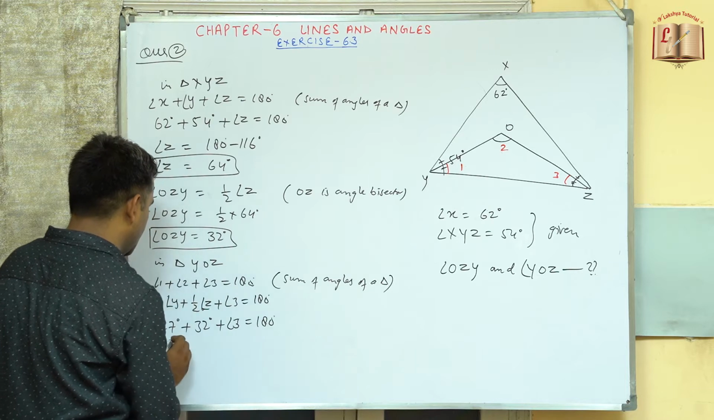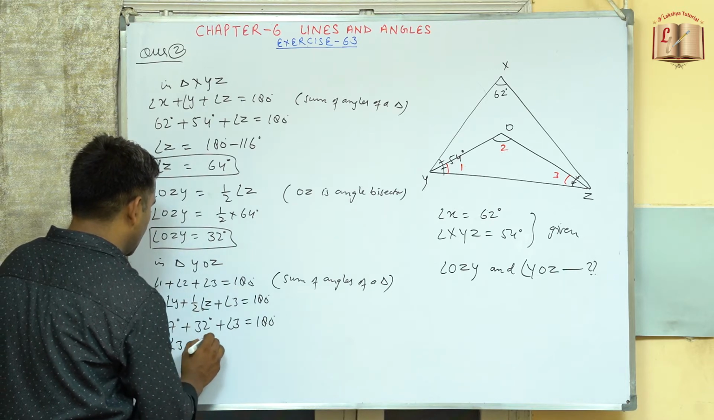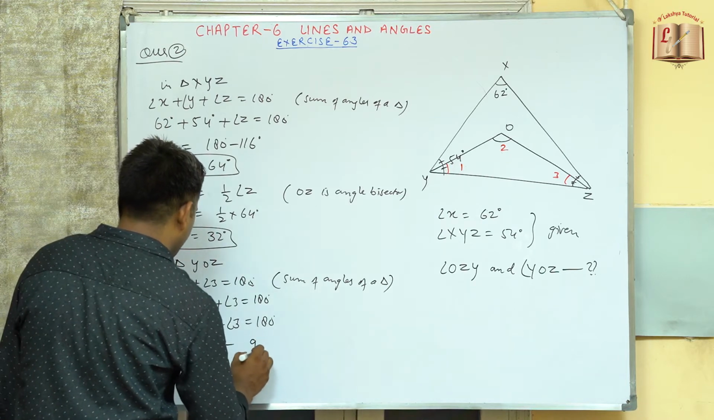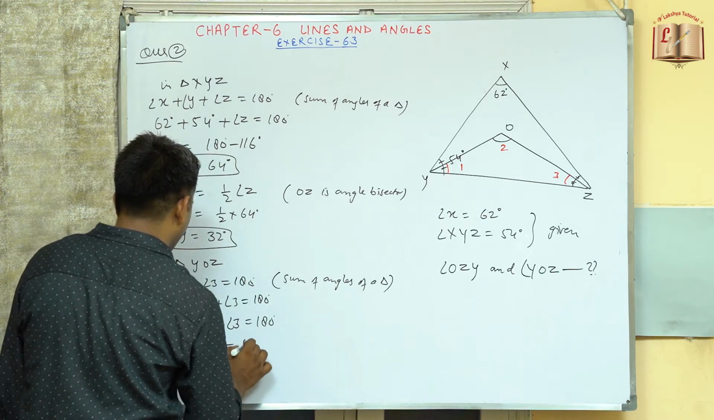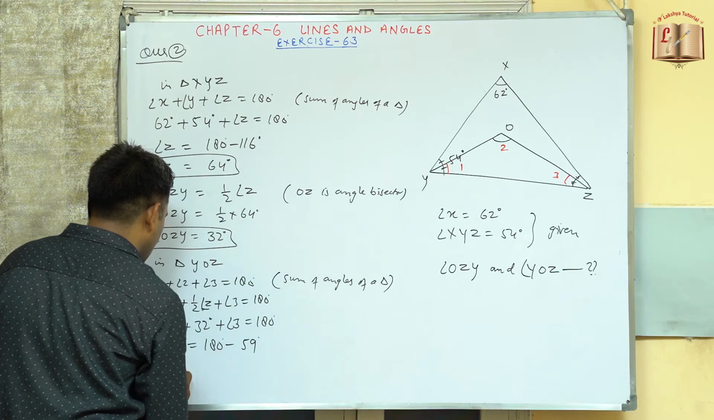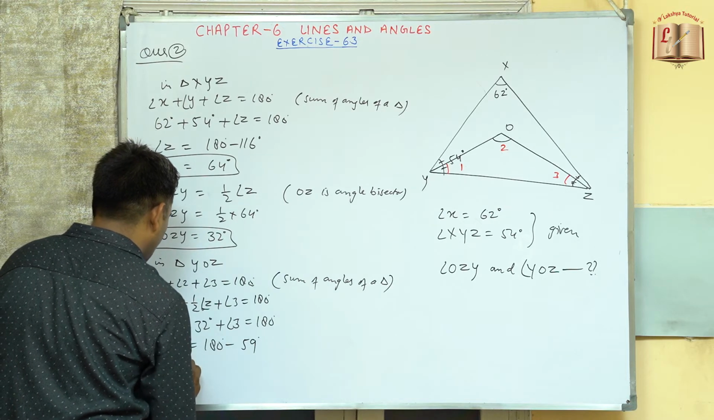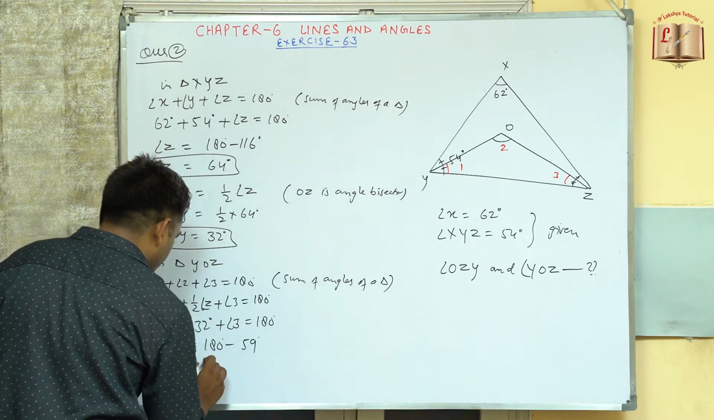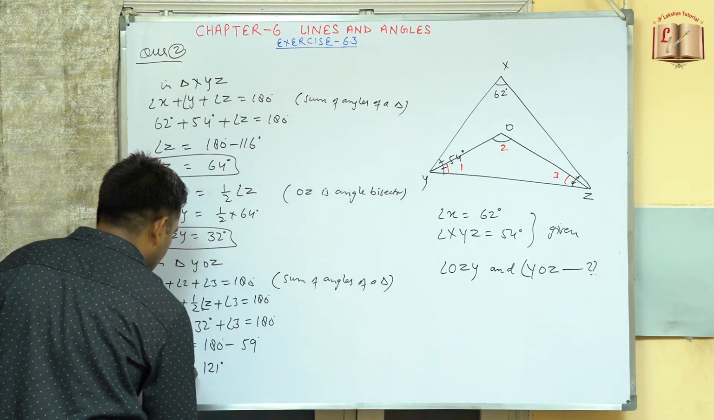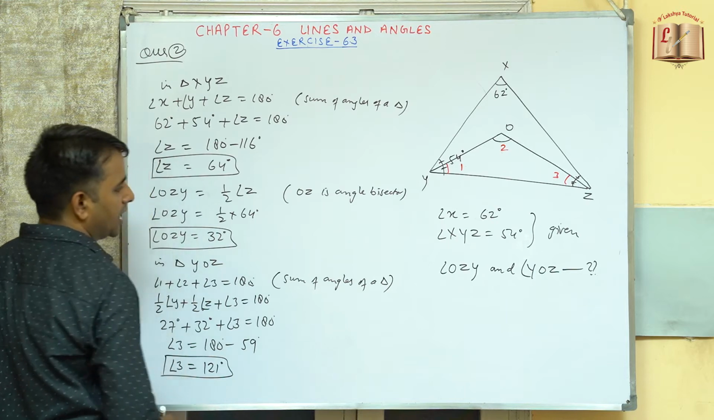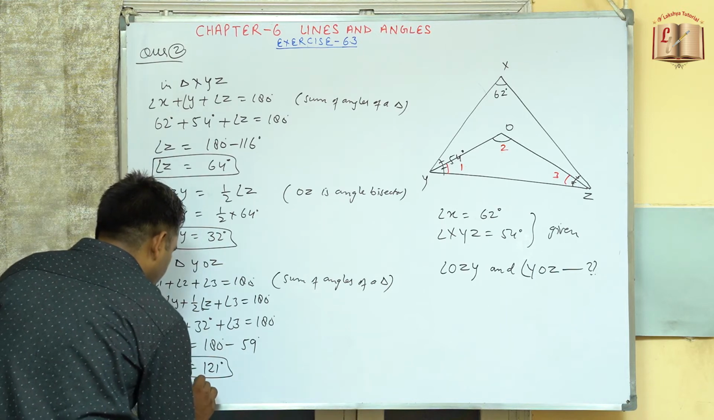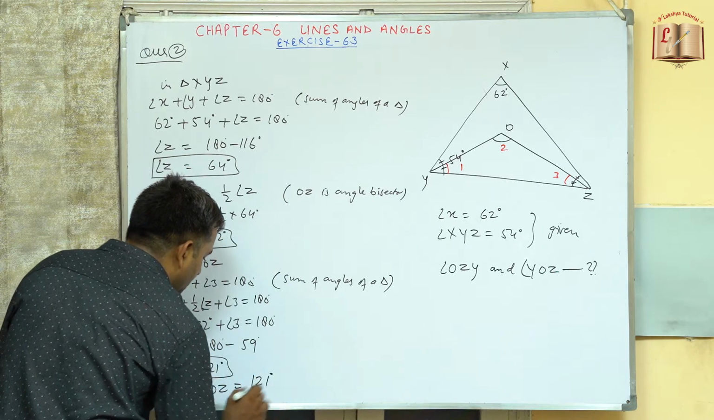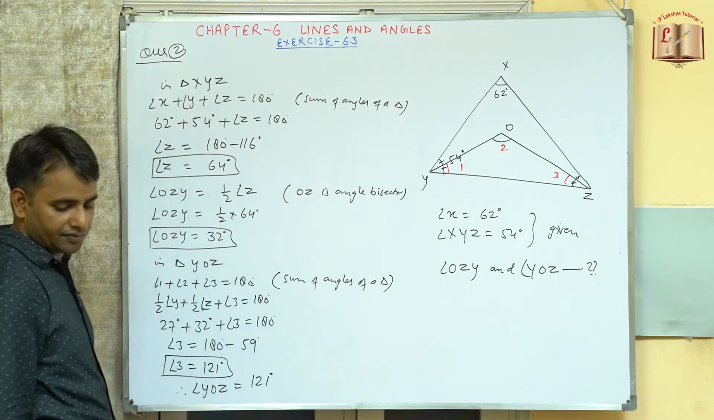This will be equal to 180 degrees. So we got angle 3 equals 180 degrees minus the sum of these two. So this is 59 degrees. So subtracting this value, we got angle 3 as 121 degrees. So angle 3 means angle YOZ. So therefore angle YOZ is equal to 121 degrees.